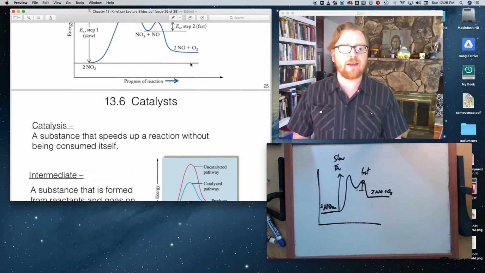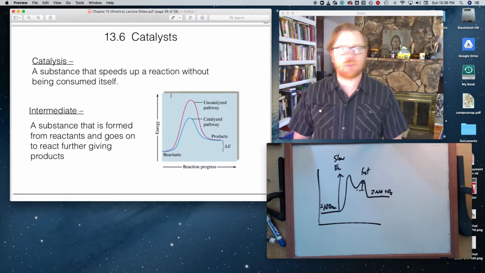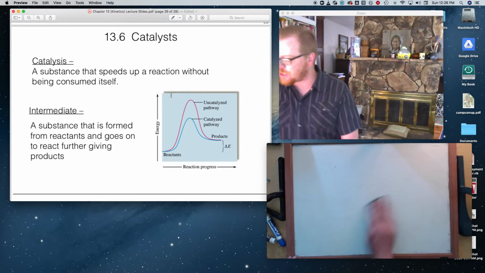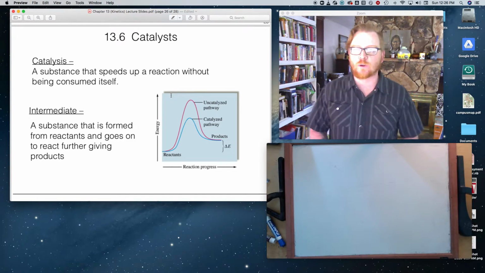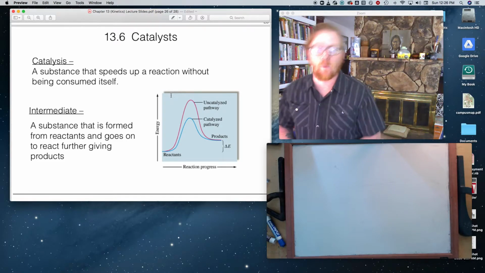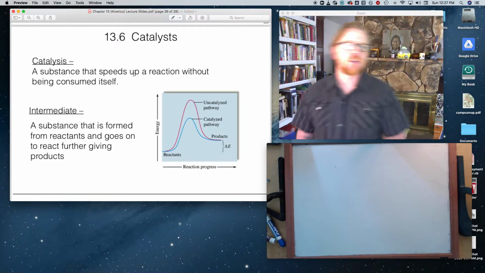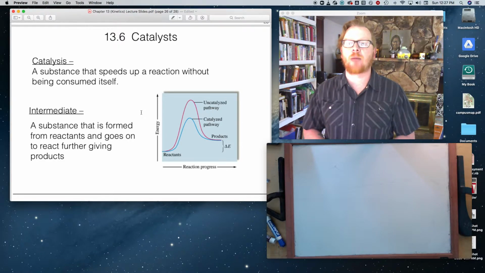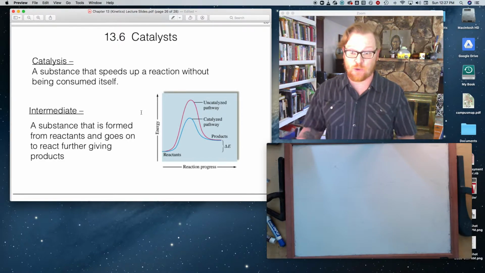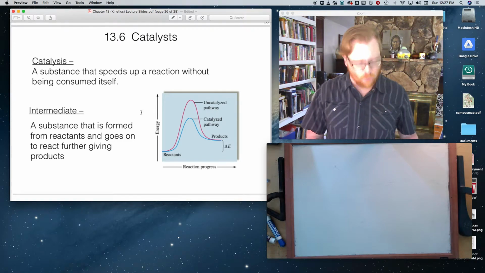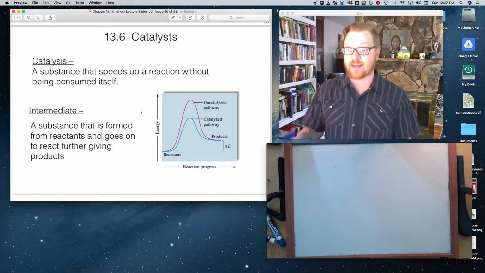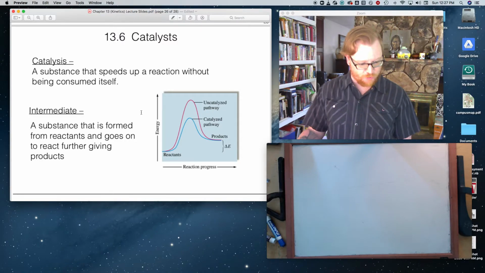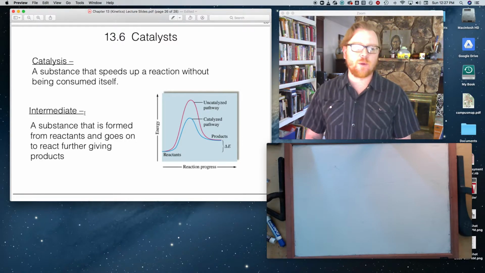Okay, so moving along. I want to talk about catalysts now. And this has its own section in the book, but I think this goes really well with what we've been talking about with mechanisms. So a catalyst is a substance that speeds up a reaction without itself being consumed. And so we'll talk about how that works in the mechanism, how a catalyst can speed up a reaction, but it's not consumed.